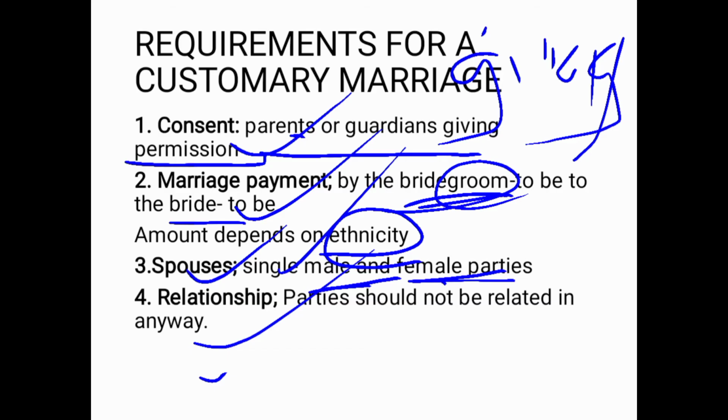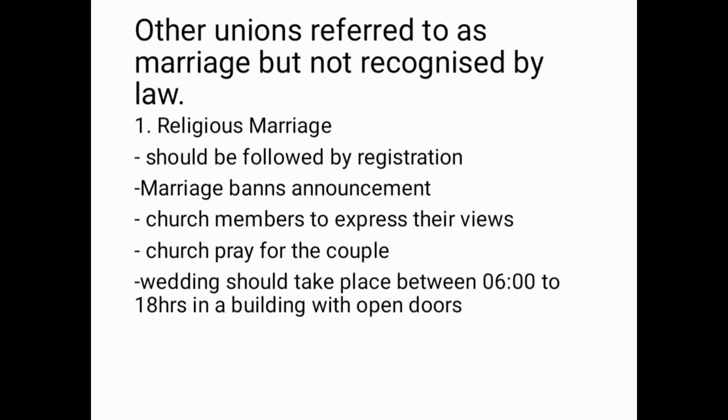Relationship also applies here. Parties should not be related in any way. But under customary marriage, some ethnics, some tribes, such as the Lalas, say you can marry your cousin. So this just depends on the ethnicity, but the parties shouldn't be related in any way. That is about relationship. Those are the two types of marriages recognized under the law of Zambia: statutory marriage and customary marriage.